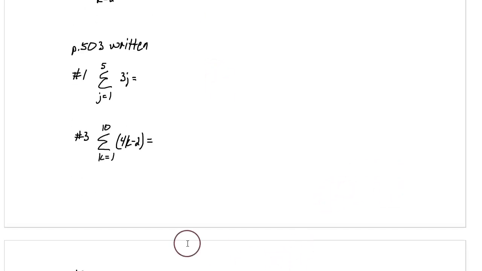On the written assignment, we're asked to evaluate the sum. So this is a little different than expanding it. To find the answer, we're first going to expand it, but then actually add the terms together to get the sum. So 3 times 1 is 3. 3 times 2 is 6. 3 times 3 is 9. 3 times 4 is 12. 3 times 5 is 15.